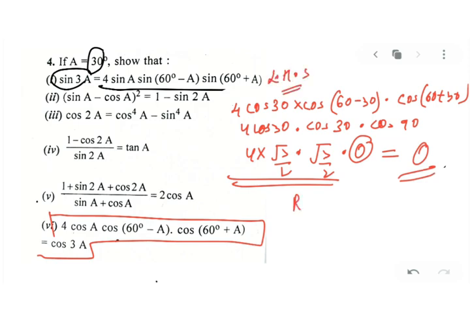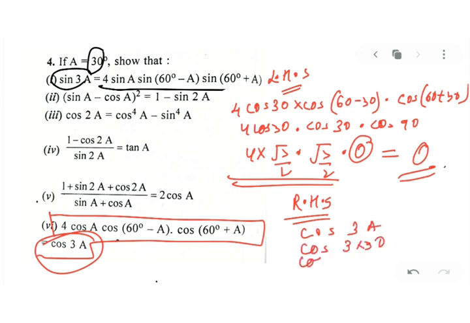Let me check the right hand side. On my right hand side I have cos 3A. That will be cos 3 into 30, that is cos 90, and the value of cos 90 is 0. So I got left hand side and right hand side equal. So we can write hence proved.